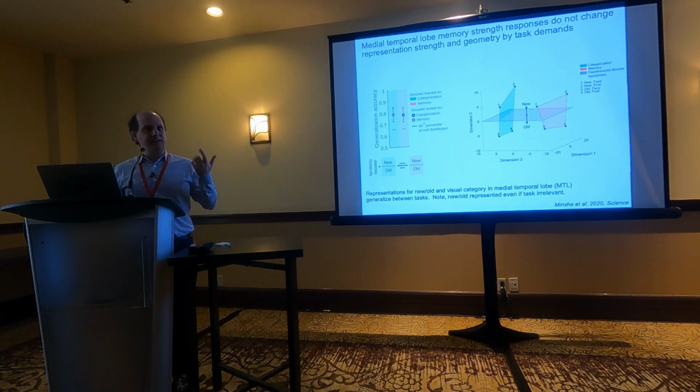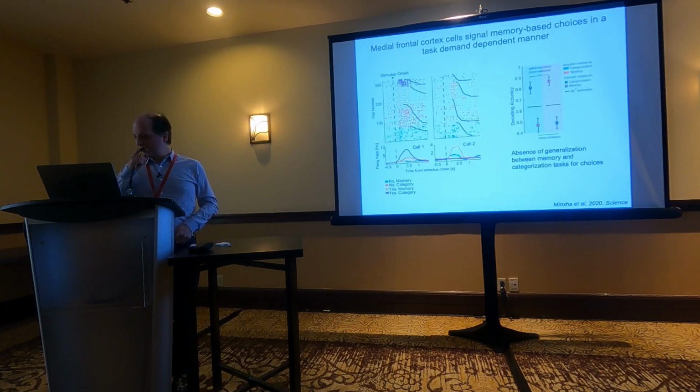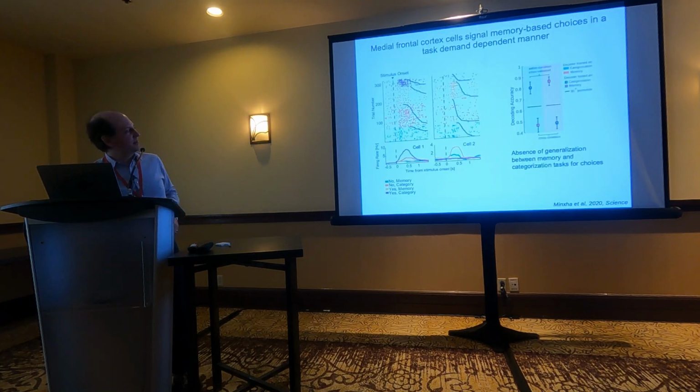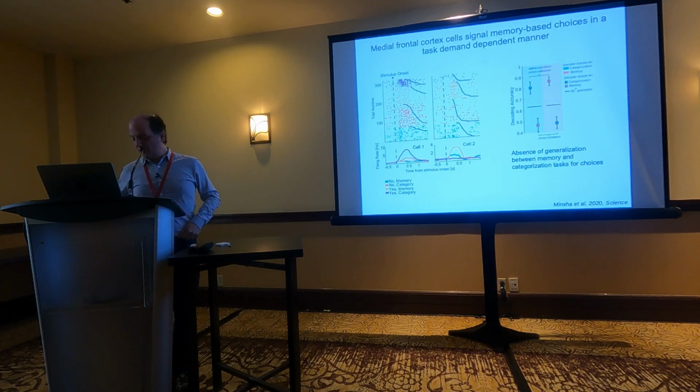That seems to be happening incidentally, even if it's task irrelevant. So now, consider in contrast these neurons from the medial frontal cortex. These neurons behave very differently. So when you look at them, let's see, we look at cell number 2. This cell distinguishes yes from no very well, but only if this decision was based on memory.